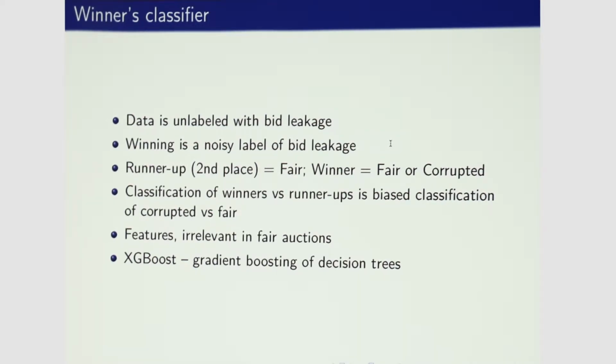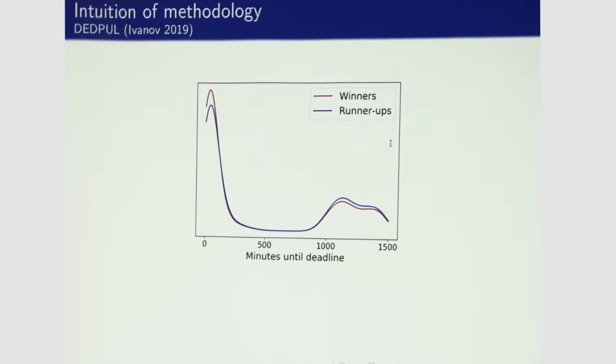Okay, so this is the classifier. To understand the full methodology, we need to unbias this, right? This is just a winners classifier. It's not a corruption classifier. To grasp the full methodology is kind of hard, so I'll just present a high-level intuition. We take a step back from the classifier, and we look at one feature right now.